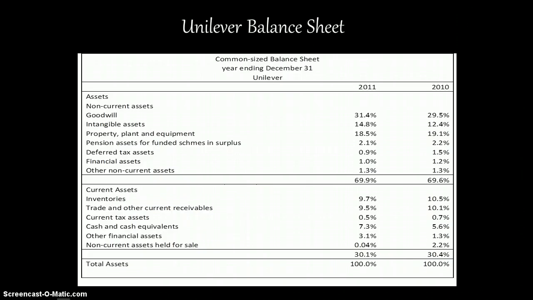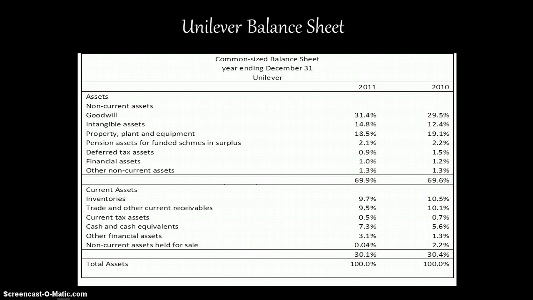This is Unilever's balance sheet. As you can see, goodwill is the biggest one that went up. It went from 29.5% to 31.4%. Because of this, Unilever is very involved in the community. They built goodwill within the community doing different service projects. So that's why the goodwill increased. Another big one is the intangible assets, which also went up. It went from 12.4% to 14.8%.